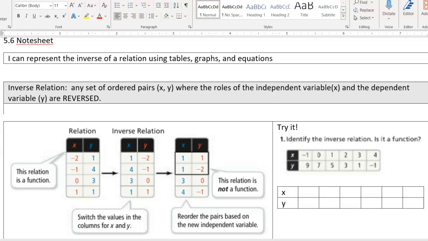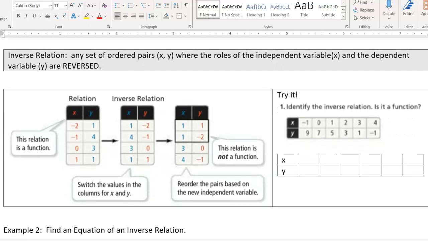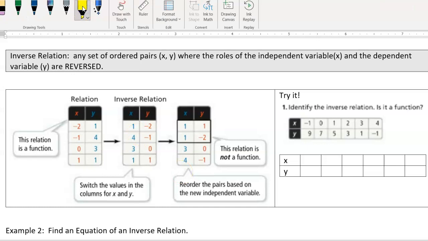So let's look at this example here where we have a table of values. In this first table, where we have the column for x and y, the values for x are -2, -1, 0, and 1. The values for y are 1, 4, 3, 1. What we see is that every single x is paired up with a different y. And that makes a function. The definition of a function is where each x is paired up with a different value for y.